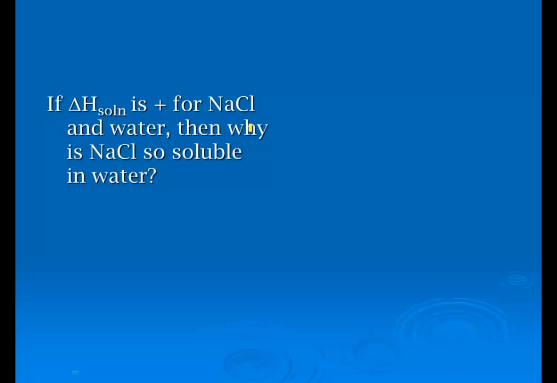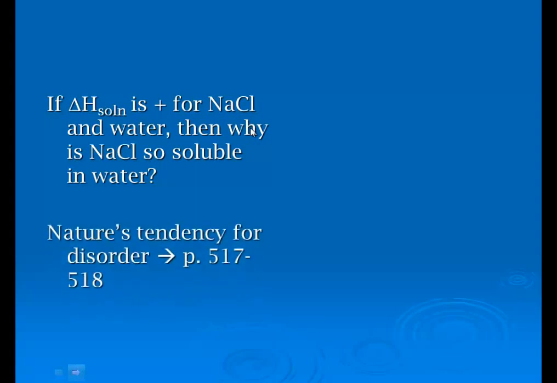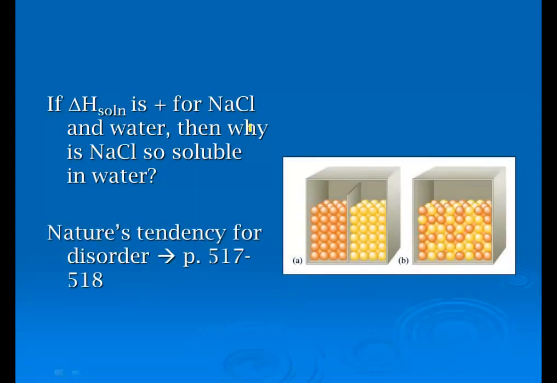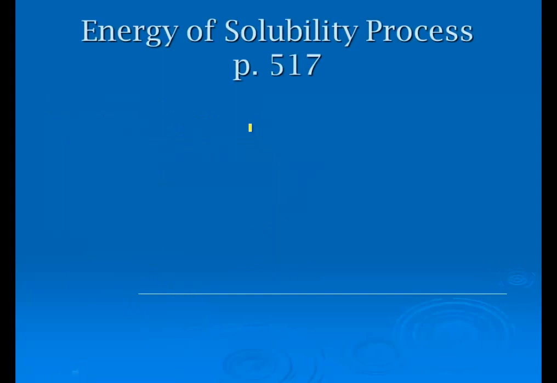But so here's one of our questions here: if it's positive, then why is it so soluble in water? Dun dun dun. It's nature's what's called tendency for disorder. Look on page 517 and page 518. And although we've been talking about low energy is what everybody wants, which is true, nature also likes this increasing amount of what's called chaos, which we're going to talk a little bit about later. It's just the way it is. I can't change it. So read this if we still have questions on it, and I'll try to explain it a little bit better.